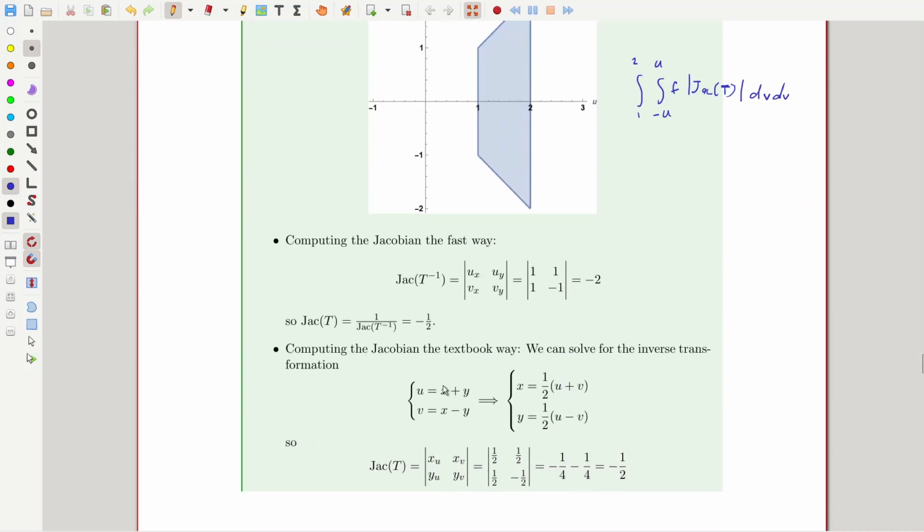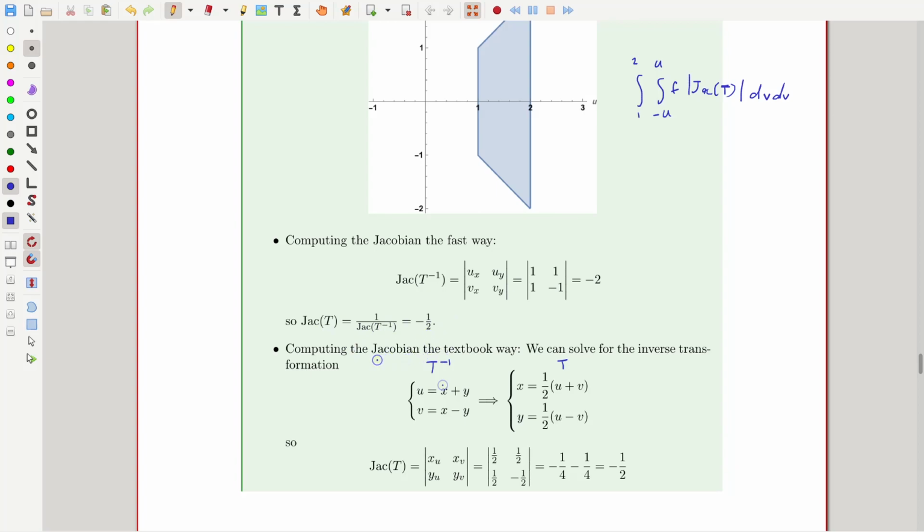Right. So again, I have t inverse written as well as t. If we do this the fast way, we would take the Jacobian from the inverse transformation and then reciprocate it. So you can check that the Jacobian of the inverse transformation is going to be this determinant. Computing each of the values, and then computing the determinant gives you -2. Reciprocating gives you -1/2, which is then the Jacobian for the transformation t.